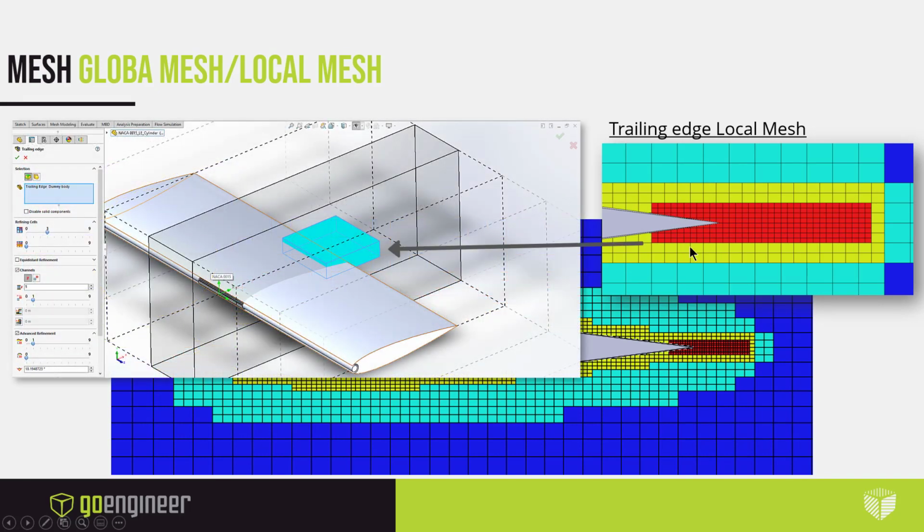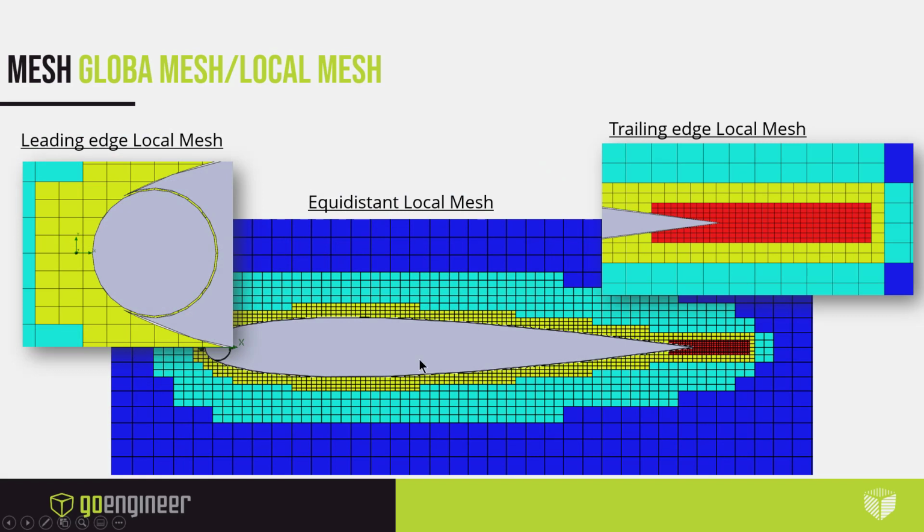Then also I wanted to focus on the trailing edge local mesh. So I put in a little trailing edge there. Notice this is at like 0 degrees angle of attack. And then there's also this equidistant local mesh. If you guys aren't familiar, equidistant's a pretty cool one to use, but I will say this does quickly make your mesh size very large.